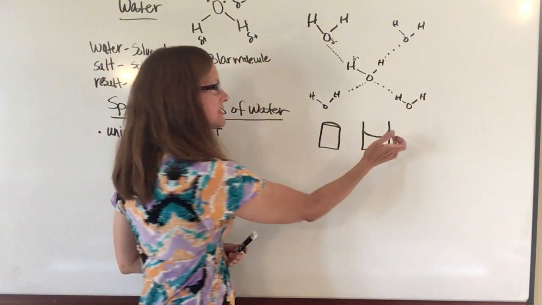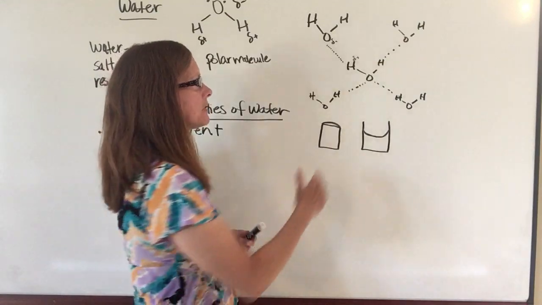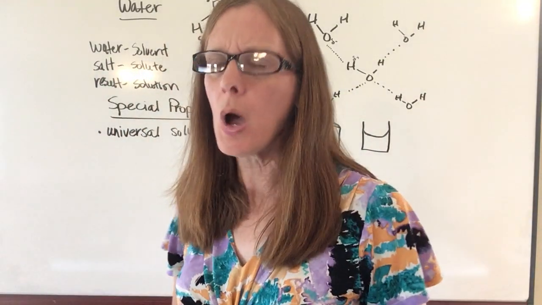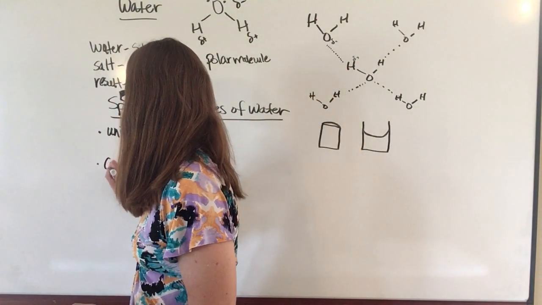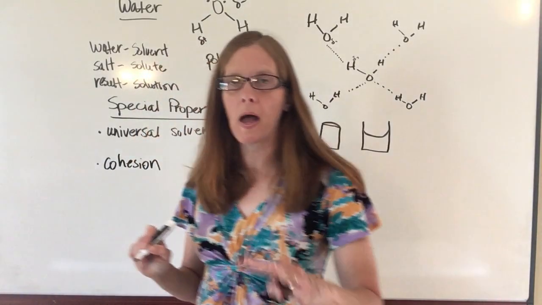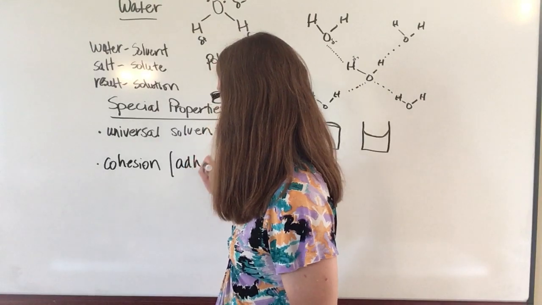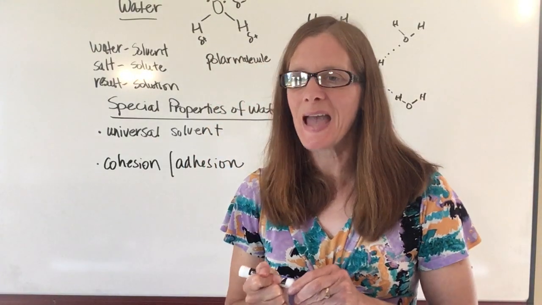And it is, because this is clinging, the water is clinging to the glass in just the same way that the water clings to each other. So both of those properties are called, it's called cohesion if the water molecules are bonding to themselves, and it's called adhesion if the water molecules are bonding to something else.